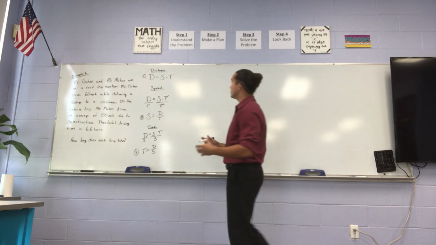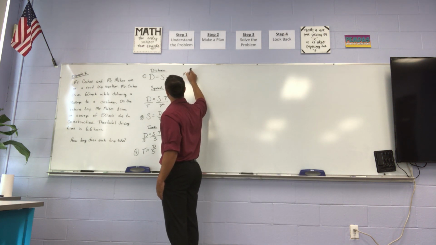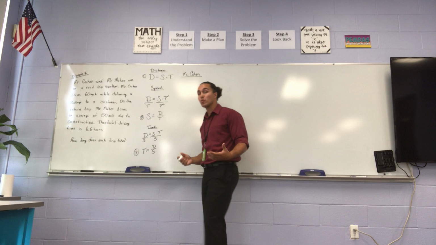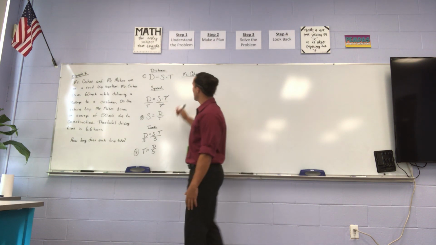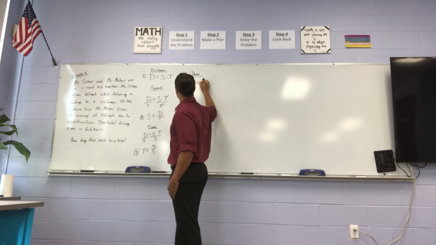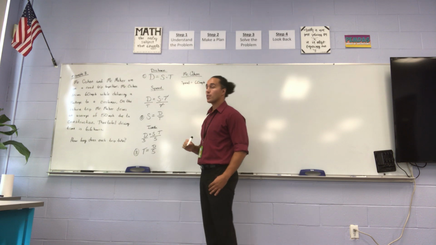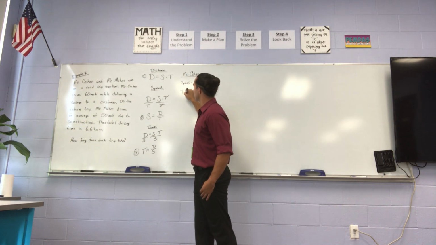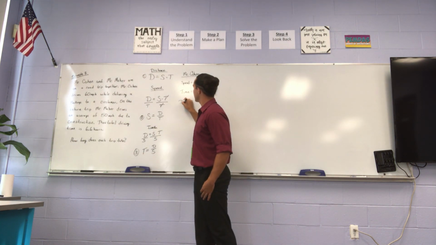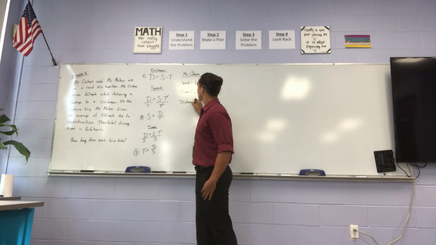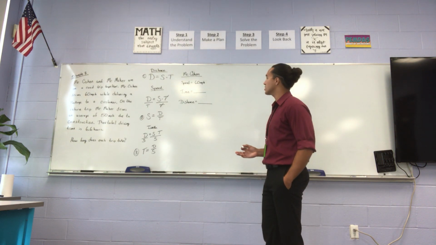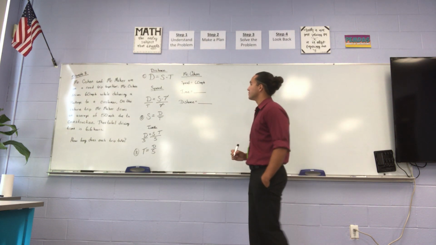All right, so let's break down each piece. Let's make a column for Mr. Cohen and label what we know for him. We know Mr. Cohen's speed is 60 miles per hour. We know that his time is unknown. His distance is also unknown. There are a couple things that we don't know yet, but we'll get there.